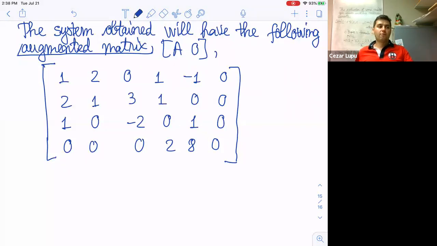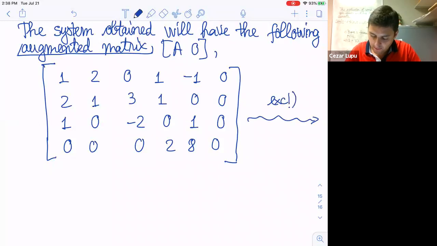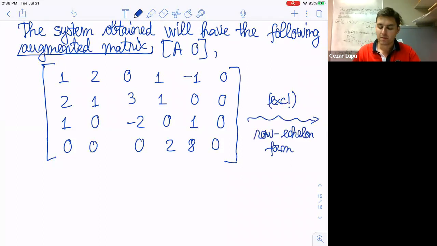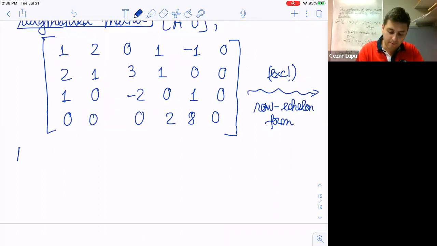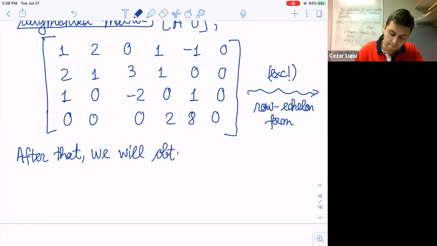And once we perform elementary row operations, we will reduce this matrix to its reduced row echelon form. I'll leave it to you as an exercise. You want to reduce this matrix to row echelon form, and after you do this, you will get the following system.